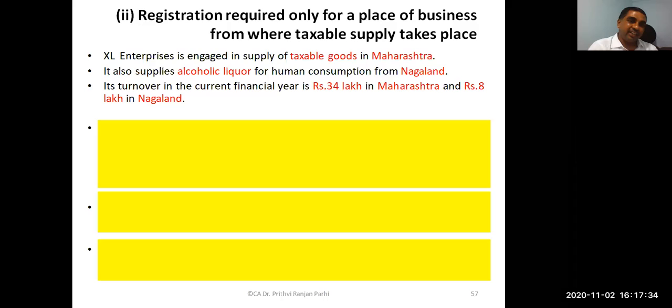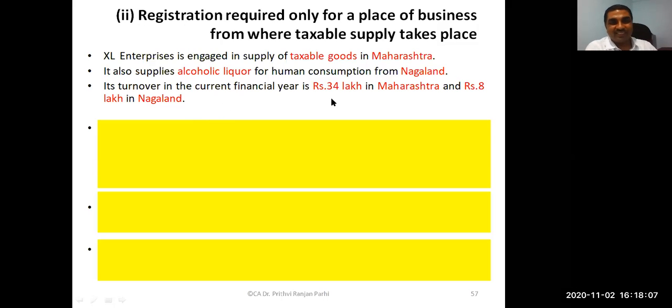Now let us discuss some more issues. Here the question is that Excel Enterprise is engaged in supply of taxable goods in Maharashtra. The second point says it makes alcoholic liquor for human consumption in Nagaland. Alcoholic liquor is not coming under GST purview, you know. In Nagaland, he is doing this. His turnover in the current financial year is 34 lakh in Maharashtra and 8 lakh in Nagaland.